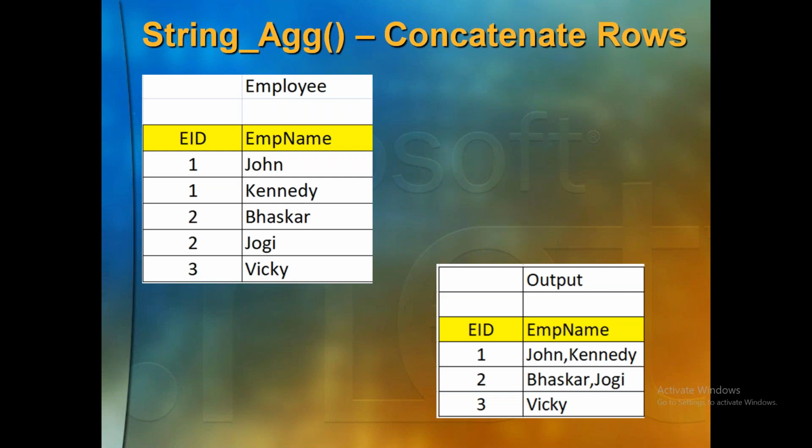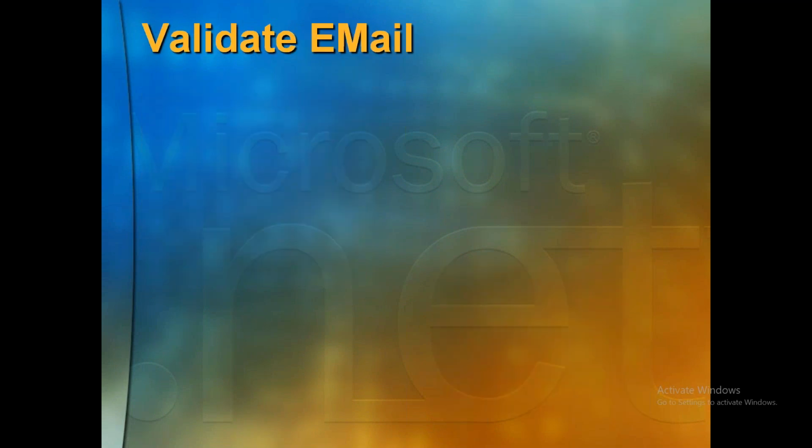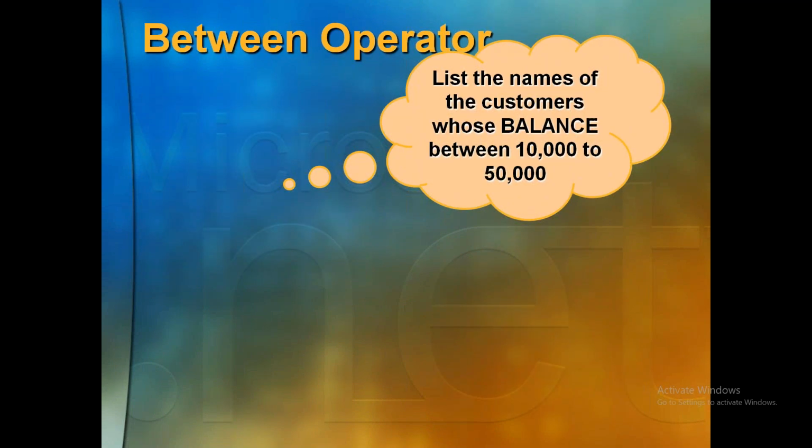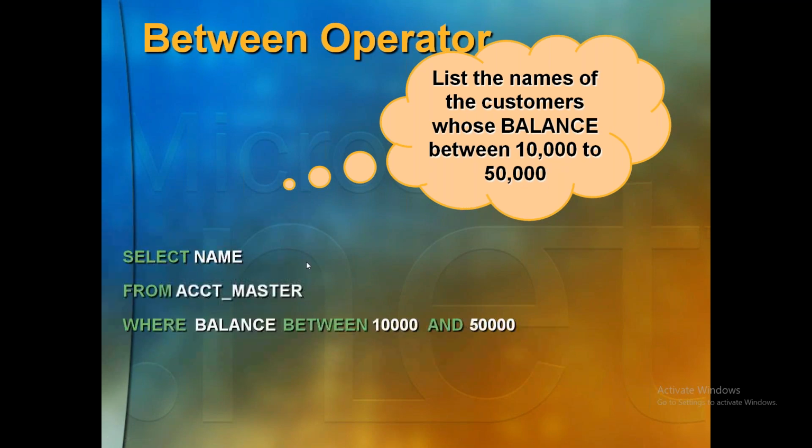So I wanted to go further and let us understand what a BETWEEN operator is. List the names of the customers whose balance is between 10,000 and 50,000. So select name from the account master table where balance between 10,000 and 50,000.